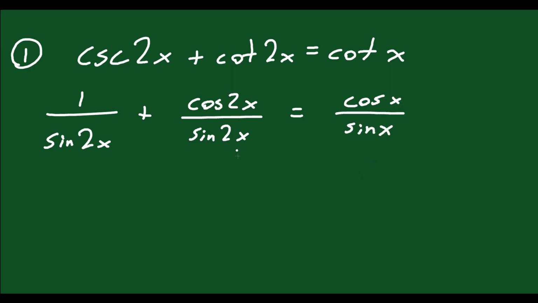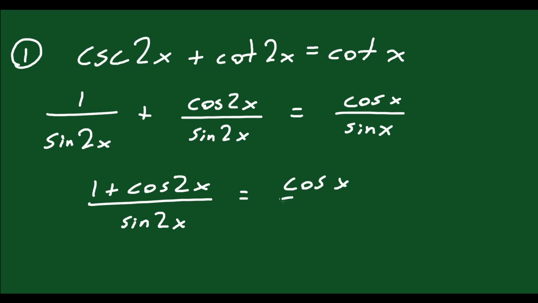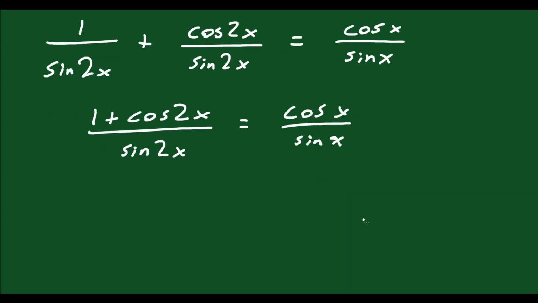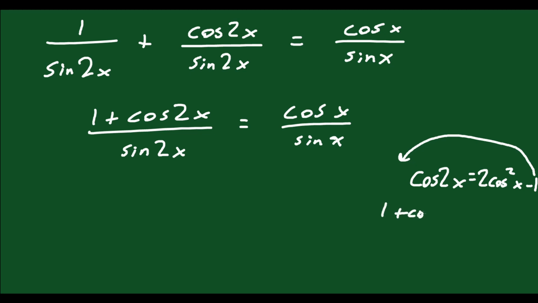And then from there, these two on the left I would add together, so 1 plus cos 2x over sine 2x, and that's equal to cos x over sine x. And already it's starting to look more similar, right? Now on the left-hand side, I can recognize that this thing on top is half of my double angle identity, right? If you remember what the double angle identity looks like, it says cos of 2x equals 2 cos squared x minus 1. Well, if I move that 1 to the other side, then I get 1 plus cos 2x equals 2 cos squared x.